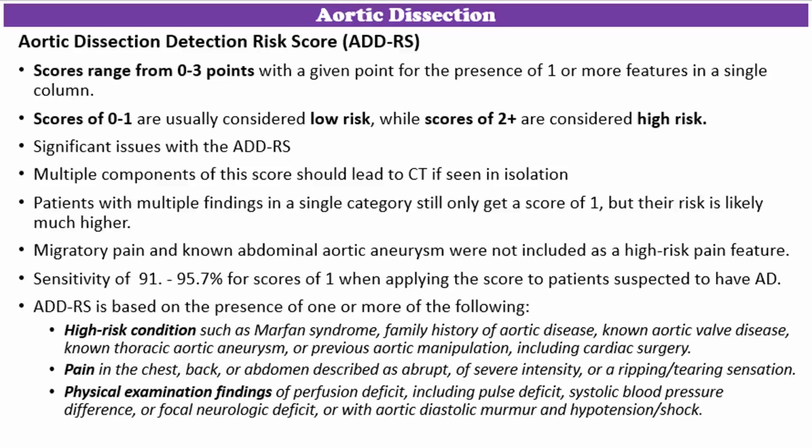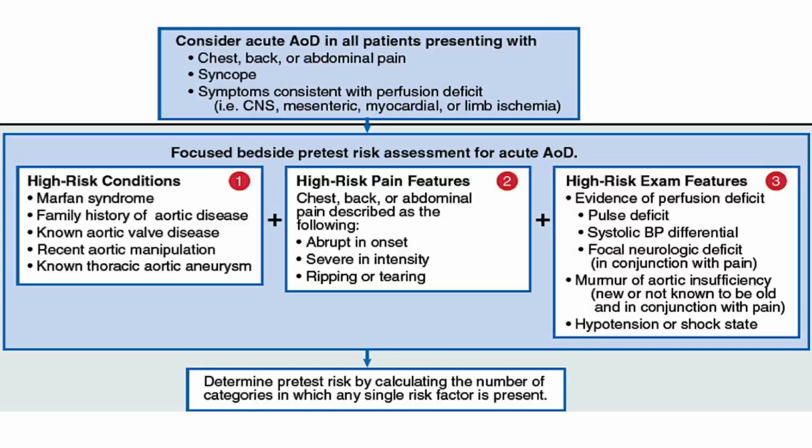The Aortic Dissection Detection Risk Score is based on a set of 12 clinical markers that are evaluated in patients when aortic dissection is considered in the differential diagnosis. These markers include factors such as the patient's history, physical examination findings, and certain clinical features of the pain experienced by the patient. The score categorizes patients into 3 risk levels: low risk, if the score is 0 points, intermediate risk, if the score is 1 point, and high risk, with score of 2 to 3 points.